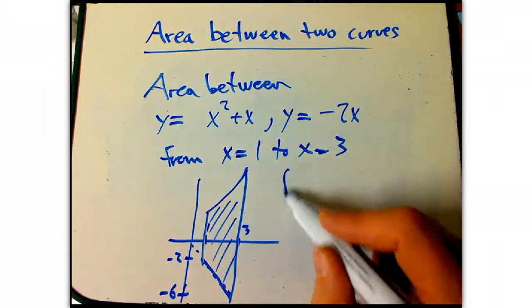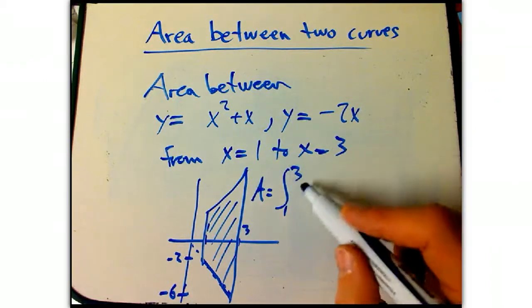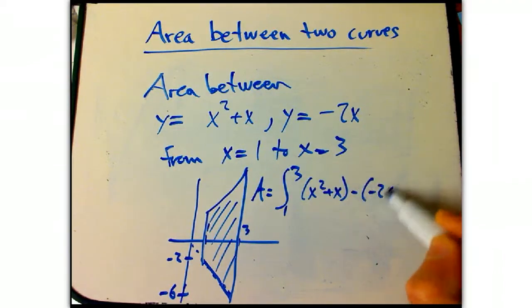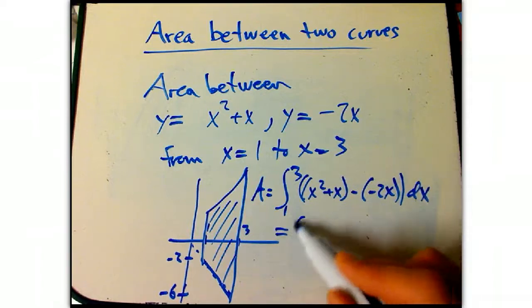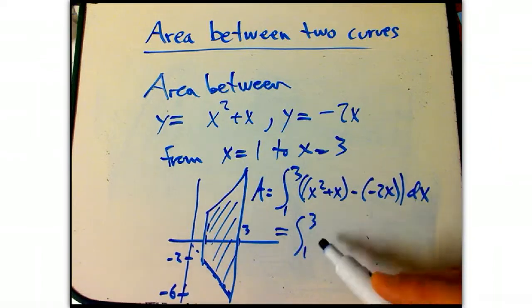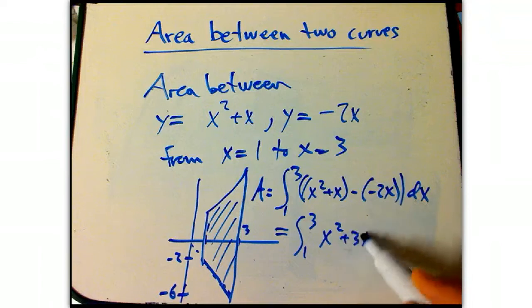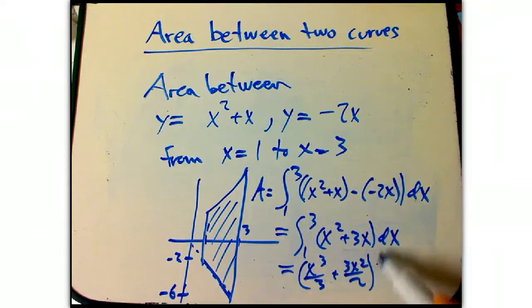Well, that's really easy. This area is the integral from 1 to 3 of the difference of these two functions. Now, be careful, minus a minus is going to end up being plus. And here's what I meant about cancellations. This simplifies a little bit. x squared plus 3x dx, which is x cubed over 3 plus 3x squared over 2, evaluated from 1 to 3.